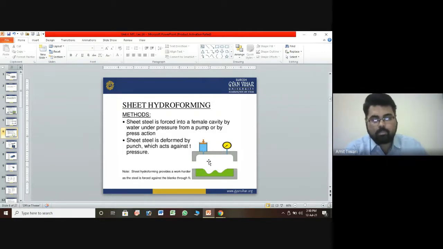So you can easily apply it, but you require a huge quantity of high-pressure water. You have to maintain the pressure so that the material is converted into the desired shape, whatever shape you want to give, and it will be converted easily. So hopefully you can understand the function of tube hydroforming and sheet hydroforming.